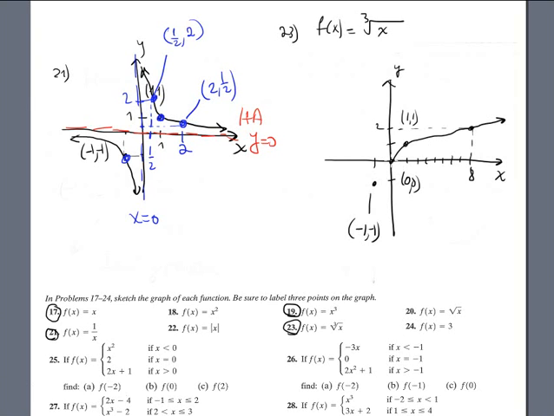And this is a typical odd function again. This is odd and this is also an odd function. Okay, very well. We have this point (8, 2), this point (1, 1), and this is (-1, -1). Three points.